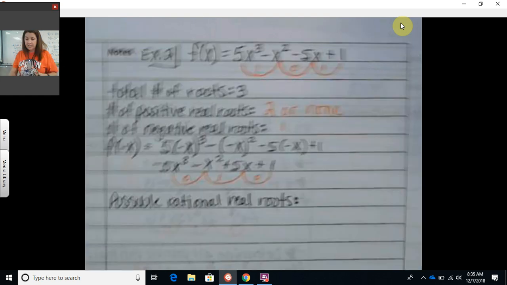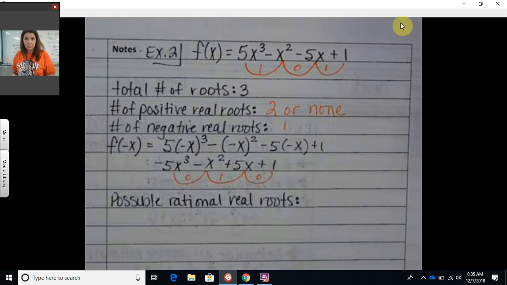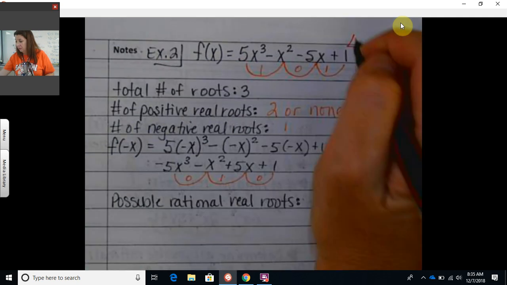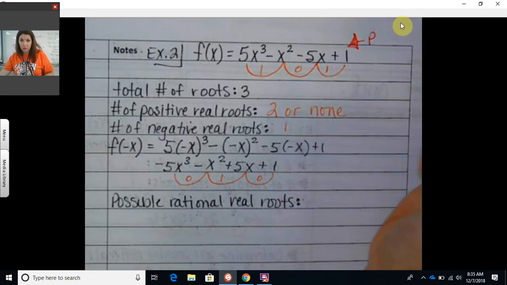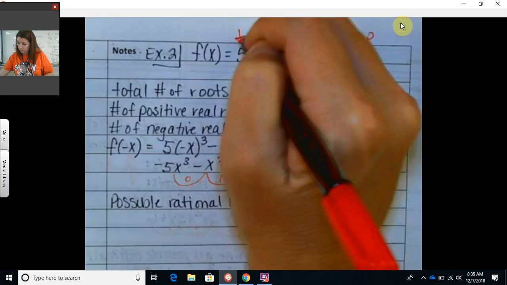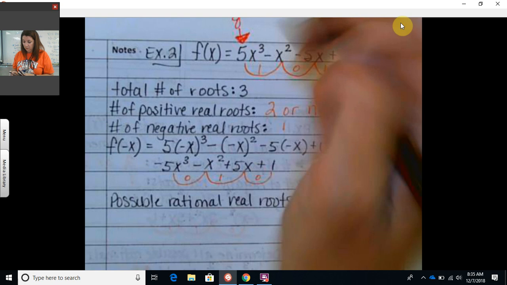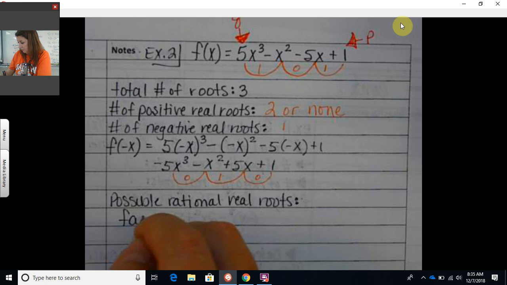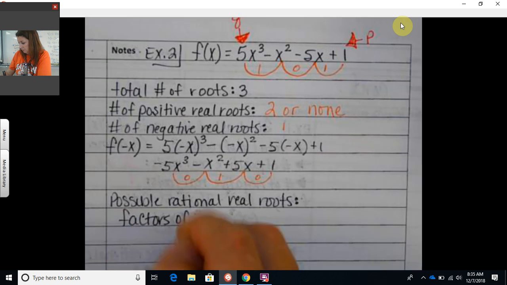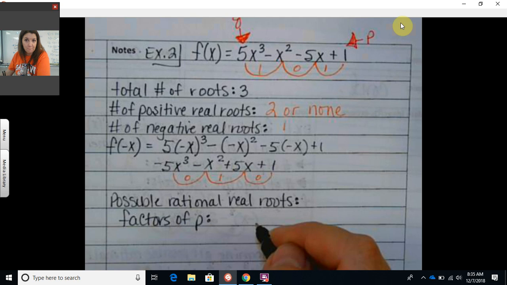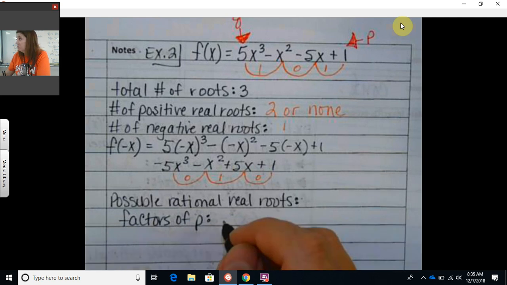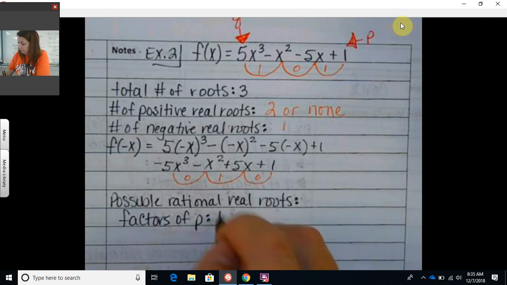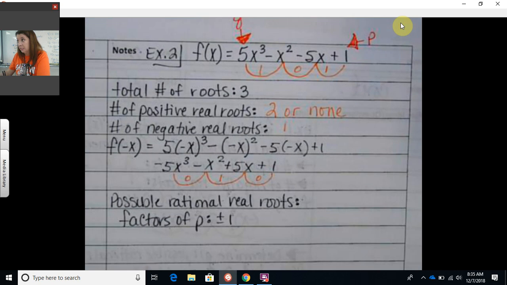What is our p? Which number is p? 1. It's always the constant. And what is q? 5. So first of all, let's start by finding the factors of p, which are just 1, positive, negative 1. Anything else? That's it. All right, factors of q.